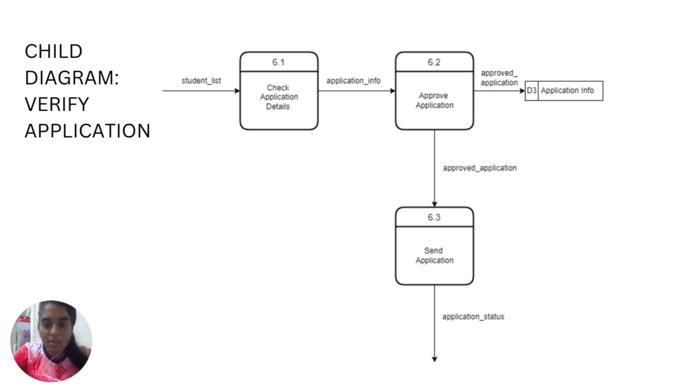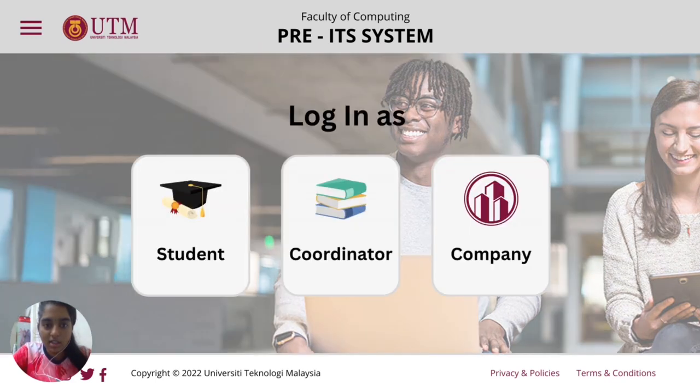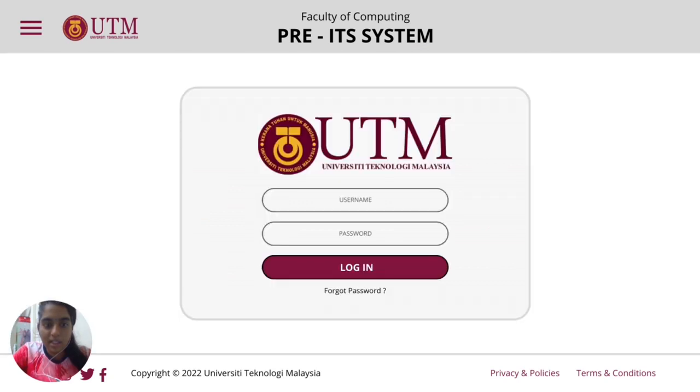Now I will demo how the verify application process works. This process is done by the coordinator. So first, the coordinator needs to go to this website of the UTM Industrial Training System. Here, the coordinator needs to log in as coordinator. Then the interface of login will appear. The coordinator needs to put their username and password to log in.